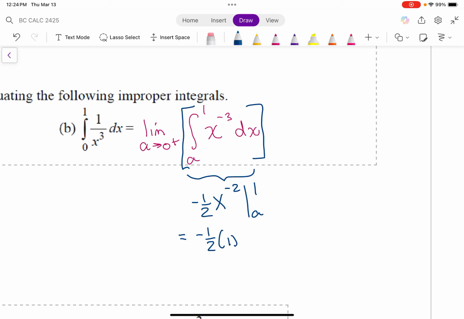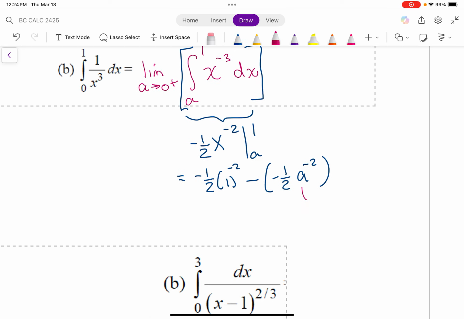So this becomes negative 1/2 times 1 to the negative 2, minus negative 1/2 times a to the negative 2. Now be careful here. a is not going to infinity, a is going to 0 from the positive side. So I usually like to make it really clear for myself: a negative exponent comes down. As a goes to 0 from the positive side, your denominator is getting really, really tiny. You're exponentiating a tiny fraction, so the denominator is getting tinier and tinier, but its reciprocal is getting bigger and bigger. So this whole expression is going to, well, I guess negative infinity if you can count this negative.